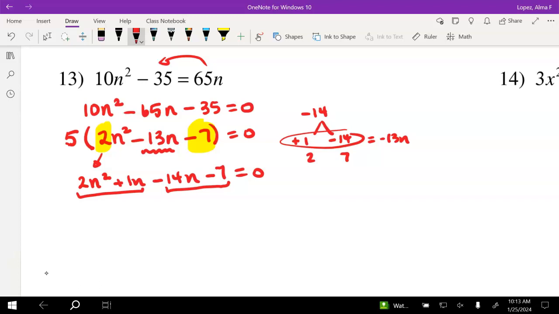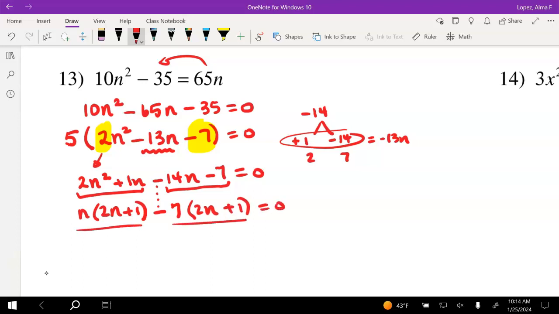The first two pieces have an n in common. So when I factor it out, I'm left with a 2n plus 1. Bring down the sign between the two terms in the second group. 14n and 7 both have a 7 in common. When I factor the negative 7 out of 14n, I'm left with a 2n. When I factor the negative 7 out of negative 7, I'm left with a positive 1.